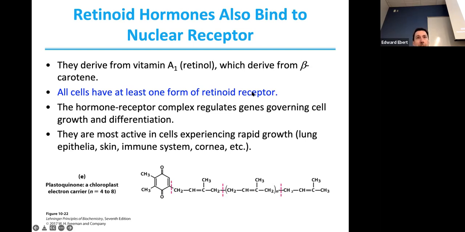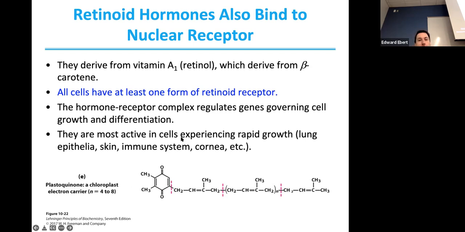So I think we mentioned last week the RXR retinoid X receptor. There's like an LXR as well, but all cells have some type of retinoid receptor in there. And this hormone receptor complex is important in regulating cell growth and cell differentiation. So that cell needs to grow to a certain size. When it gets there, it can divide, differentiate. That's why the retinoid receptor is so important for all cells. And you notice that they all have at least one form of the retinoid receptor. Some will have multiple forms in there.